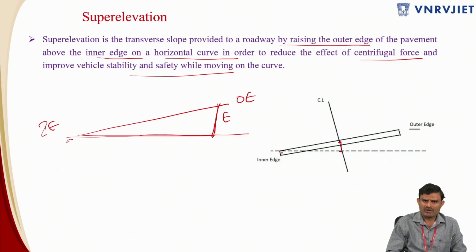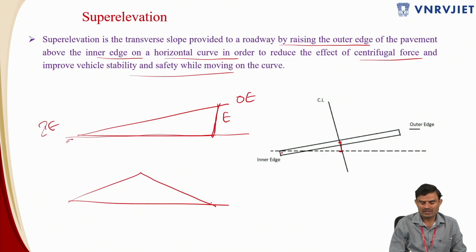Okay, I forgot to mention the camber definition in the other way. Previously we looked at the camber, which is the slope provided in the transverse direction of the road to drain off the rainwater. That is also called the rise of the central portion. This is the inner edge and this is the outer edge. The rise of the central portion of the road with respect to both edges is the camber, and this is the superelevation.